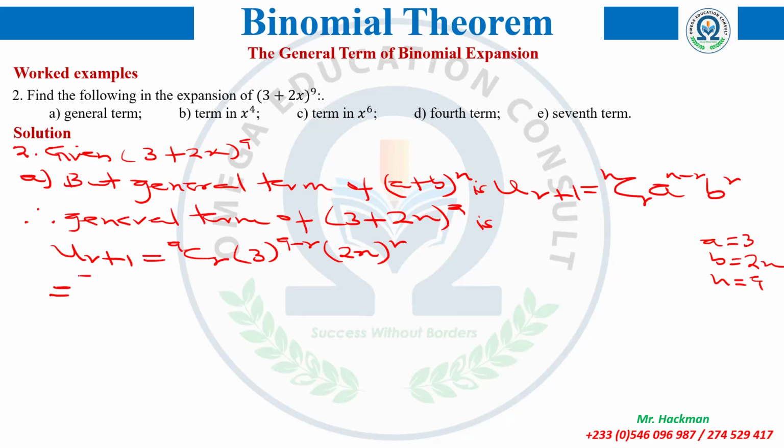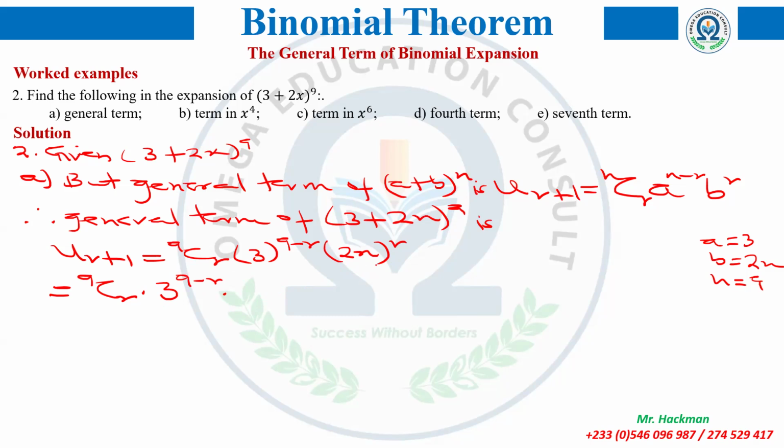So 9 combination. Listen carefully at this point. Then times 3 to the power, this is positive, so I can remove the bracket, no issues. 9 minus R. Then times, listen to what I'm going to write. Here, you can see that in indices, this is what you do. Always make sure that your X is standing alone, with its coefficient being 1.